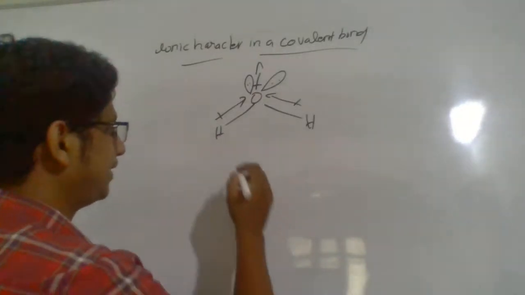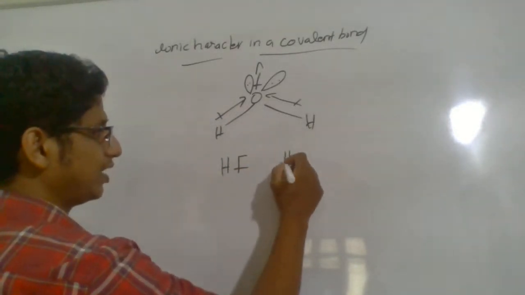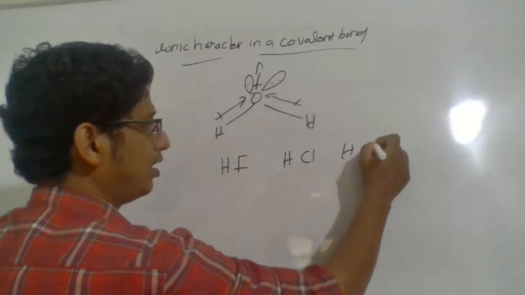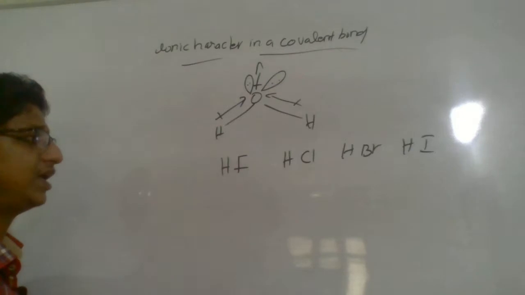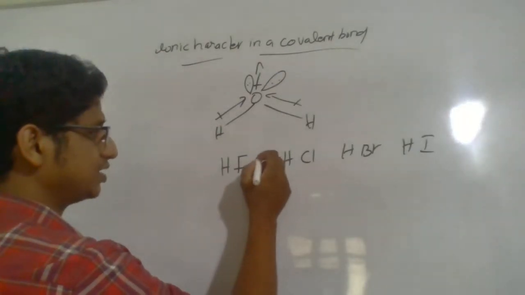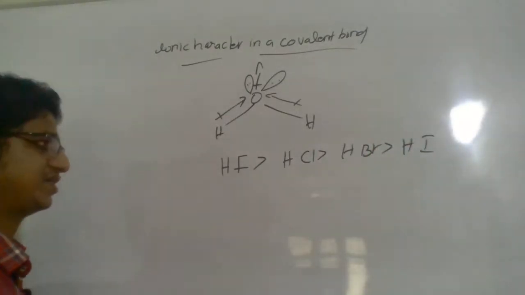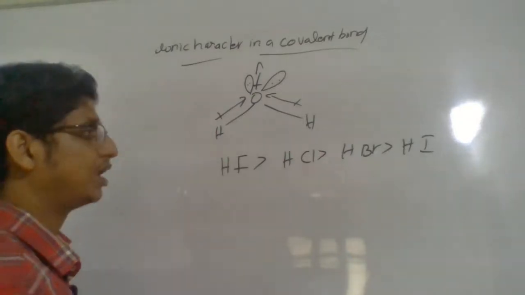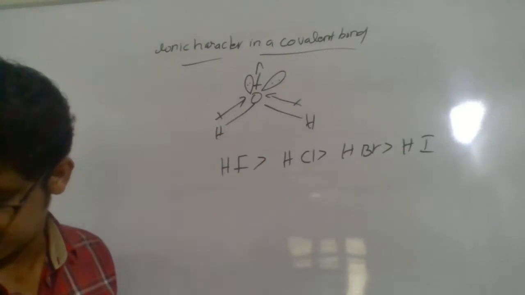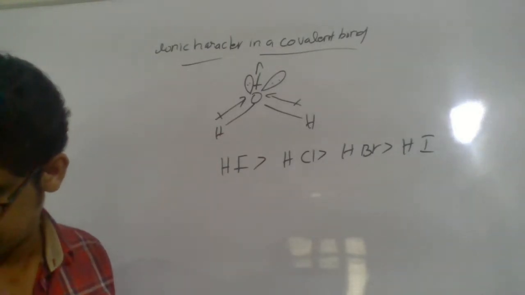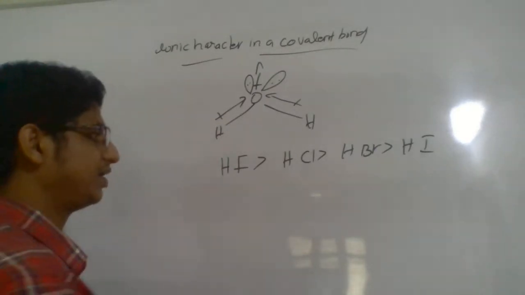One more point: if you compare the hydrogen halides HF, HCl, HBr and HI, it is observed that hydrogen fluoride is more polar compared to HCl, compared to HBr, compared to HI, because fluorine is more electronegative compared to chlorine, bromine, iodine, hence polarity will be higher for HF. Now you can remember, related to electronegativity, fluorine is the most electronegative, so polarity will be higher.